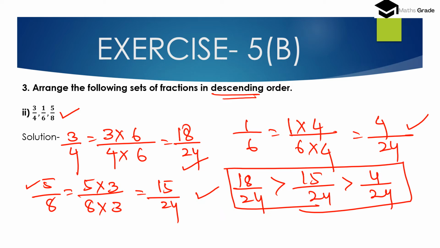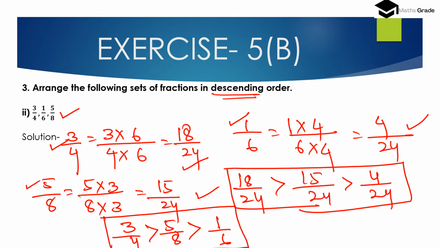Now 18 divided by 24 is the equivalent fraction of 3 divided by 4. So 3 divided by 4 is greater than 15 divided by 24, which is the equivalent fraction of 5 divided by 8. Now 5 divided by 8 is greater than 4 divided by 24, which is the equivalent fraction of 1 divided by 6. Now this is the answer. So this is the arrangement of the set of fractions in descending order: 3 divided by 4, 5 divided by 8 and 1 divided by 6.